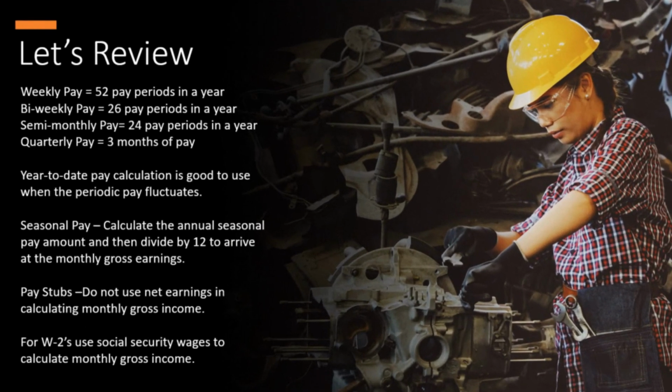Well, we covered all the topics for this video, so let's recap. It's important to remember the difference between the number of biweekly pay periods in a year, which is 26, and semi-monthly pay periods, which is 24. When the parent's wages fluctuate from paycheck to paycheck, use year-to-date pay calculations to arrive at monthly gross earnings. For seasonal pay, calculate the gross annual pay amount, and then divide by 12 to arrive at the monthly gross earnings.